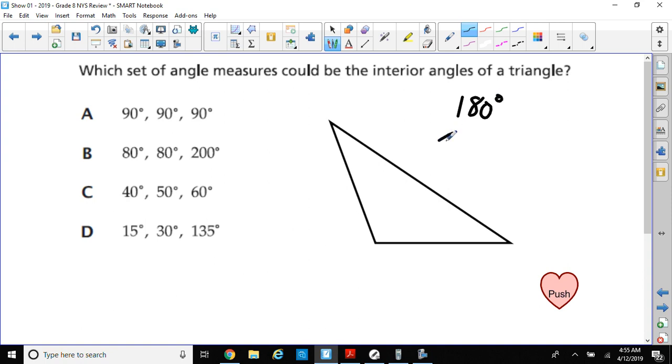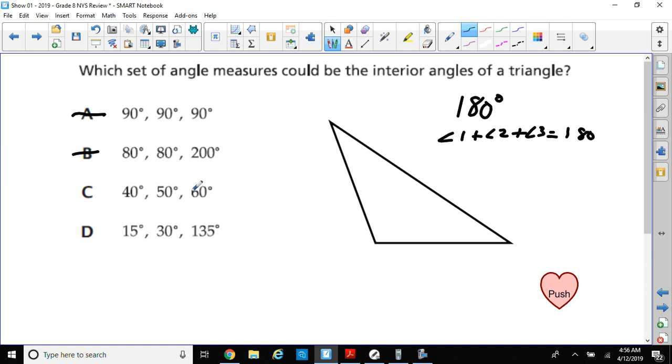So angle 1 plus angle 2 plus angle 3 equals 180. So all it is really to do in this question is add them up and see which adds up to 180. Well, I'm going to get rid of choice number 1 and 2 because those are more than 180 degrees. That's 270, that's 360, so those are gone. So it's either choice C or D. So let's add them up.